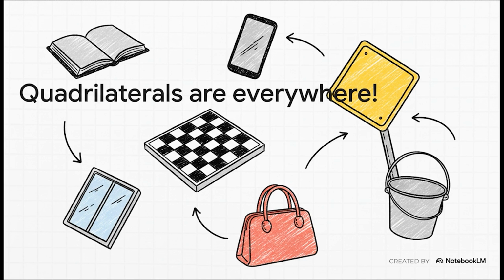Your phone is a rectangle because it's the perfect shape to hold a screen. A chessboard is a square to make sure the game is fair with equal spaces for everyone. That diamond-shaped road sign? It's a rhombus designed to stand out. Even something as simple as a bucket is a trapezium, wider at the top, so it's easier to fill.